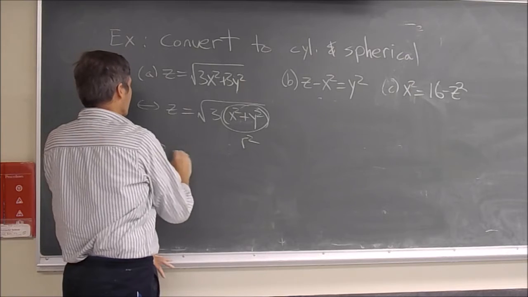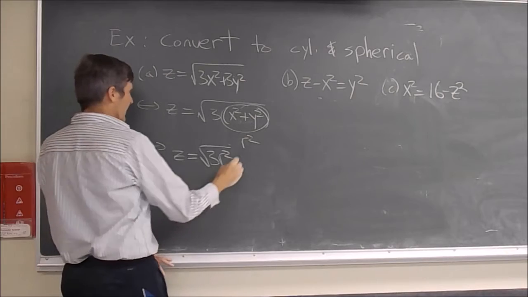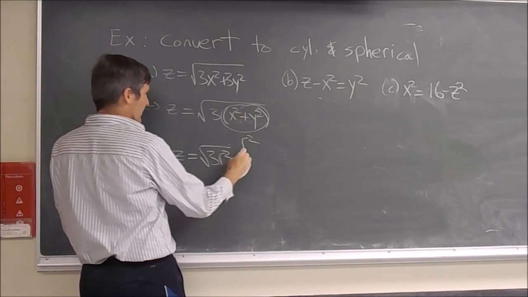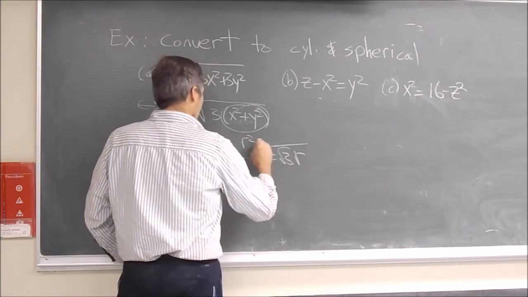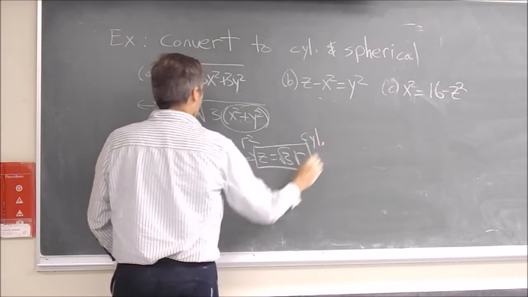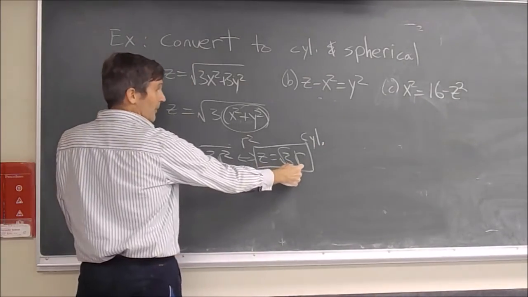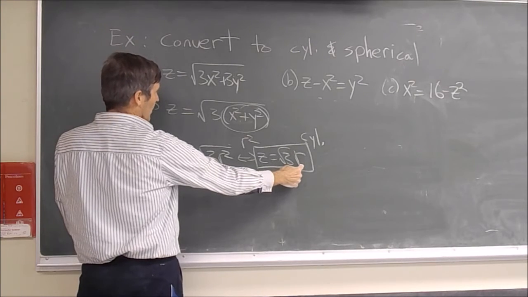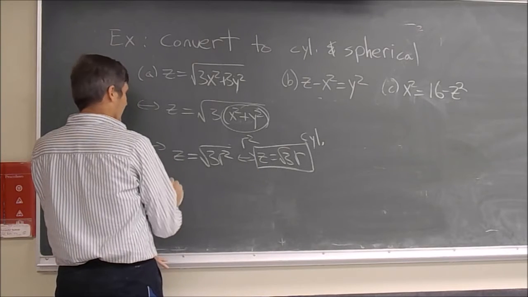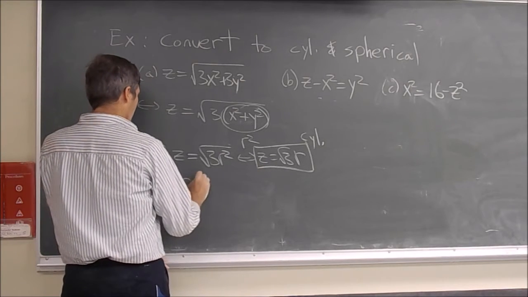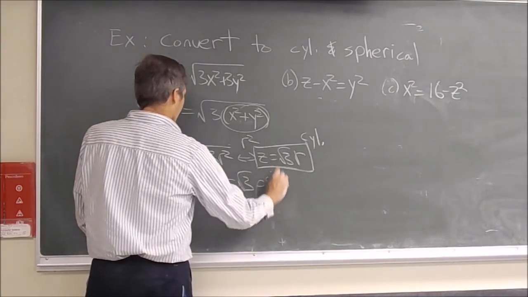So this is the equation z equals square root 3 r squared, which, since r is non-negative in cylindrical coordinates, is z equals square root 3 r, the equation in cylindrical coordinates. Now can I convert that to spherical coordinates? Well, I can replace, remember the coordinate transformation, r with rho sine phi and z with rho cosine phi. So this becomes equivalently in spherical coordinates, rho cosine phi equals square root 3 rho sine phi.